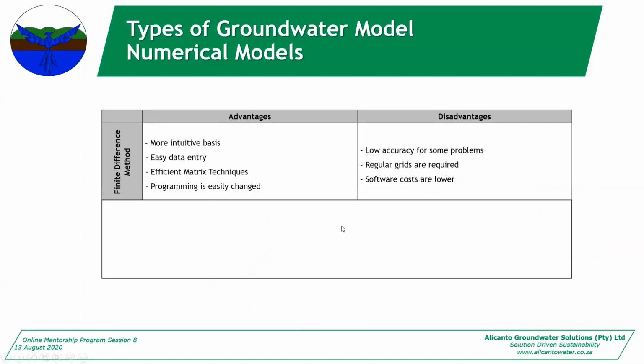For finite difference, the advantage is that you can model on a more intuitive basis. The data entry is quite easy because it's regular grid cell sizes. You just color in your regular grids. The matrix techniques are quite efficient, and the programming is relatively easily changed. The disadvantage is that it has a low accuracy for some problems because regular grids are required. And software costs are lower, which should be an advantage.